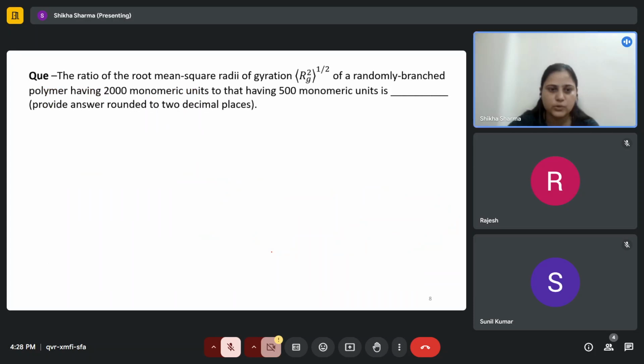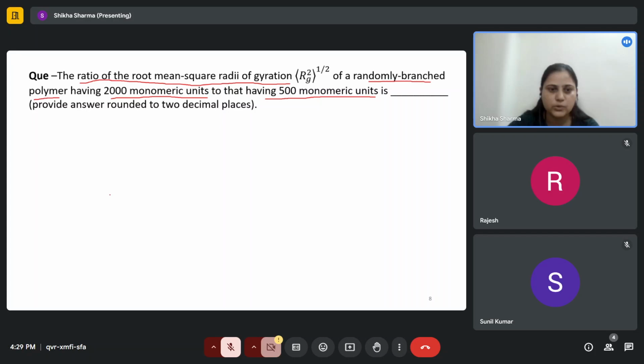So let's move to the next question, which is the ratio of the root mean square radius of gyration of a randomly branched polymer having 2000 monomeric units to that having 500 monomeric units. So we need to calculate the ratio of the root mean square radius of gyration of a randomly branched polymer whose monomeric units, capital N, are given as 2000 and 500.